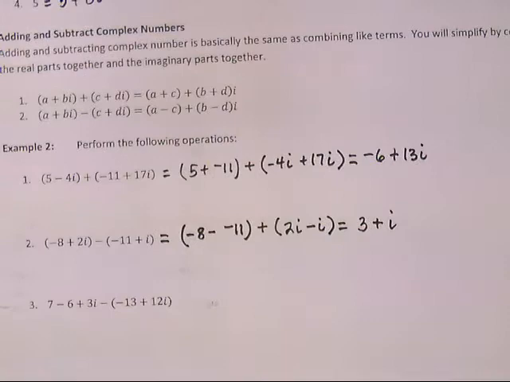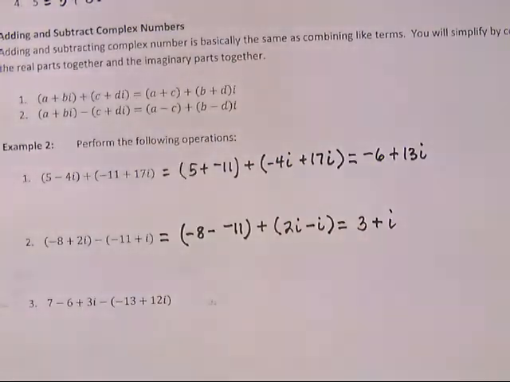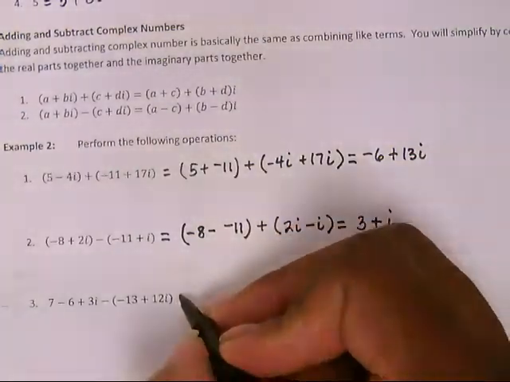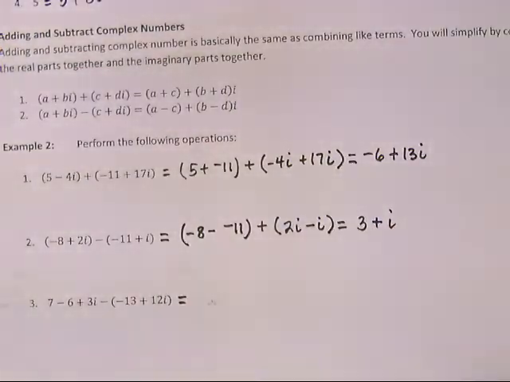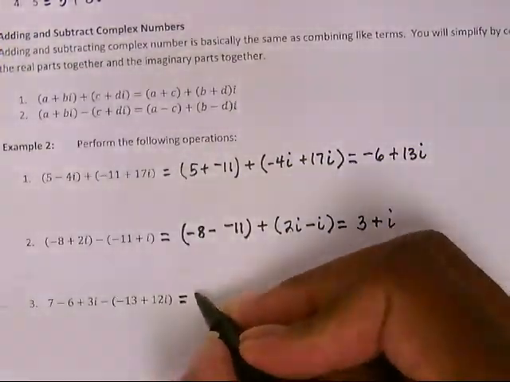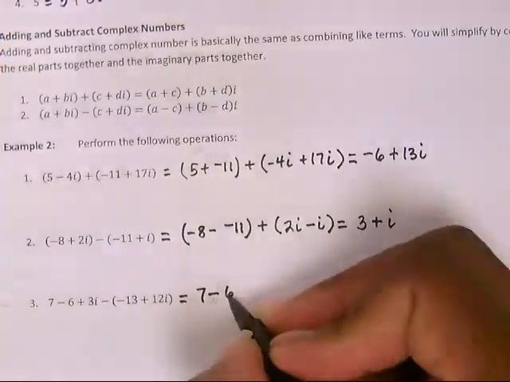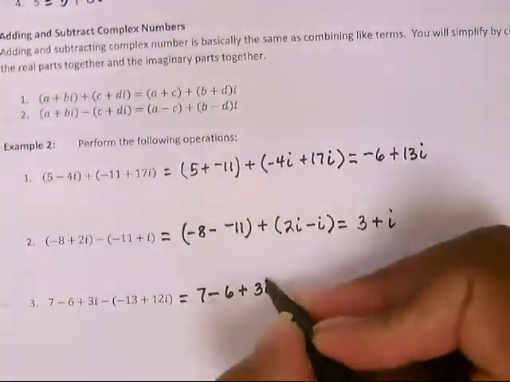Okay. And the third one, 7 minus 6 plus 3i minus negative 13 plus 12i. Now, let me show you the other way of doing subtraction of complex numbers. I'm going to bring over that 7 minus 6 plus 3i.